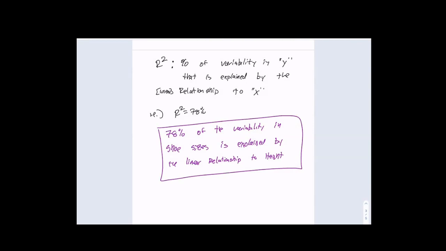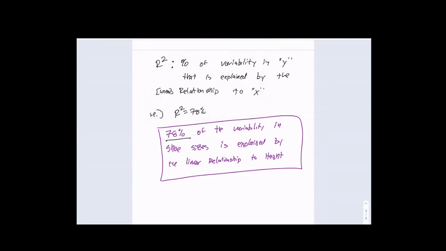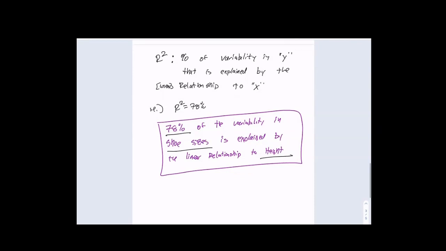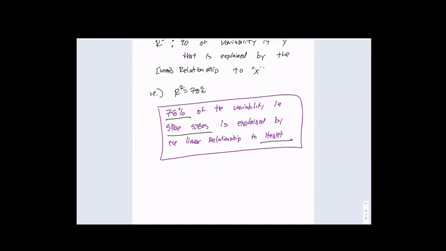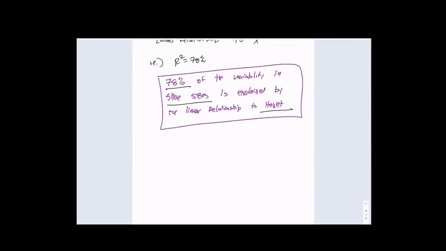Now, this is a sentence that you'll be asked to do, and this is very important for us. So 78%, shoe sizes, height. You only actually have to plug in 3 things. You have to plug in the context of the problem, and you have to plug in the variability percentage. Everything else is a memorization statement. Blank percent of the variability in the X variable is explained by the linear relation to blank, whatever the Y variable was. That's it. All right. So that does have some important things.